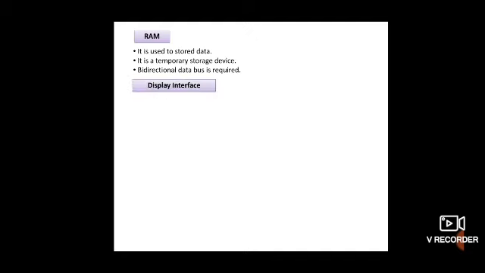Now next is the display interface. Same as the keyboard interface. You know what the function of the keyboard interface is. Now what is the function of the display interface? When we use a microprocessor kit, I will show you what a 7-segment display is. This is the display interface, which stores temporarily the data coming from the RAM chip. So this is the function of the display interface.